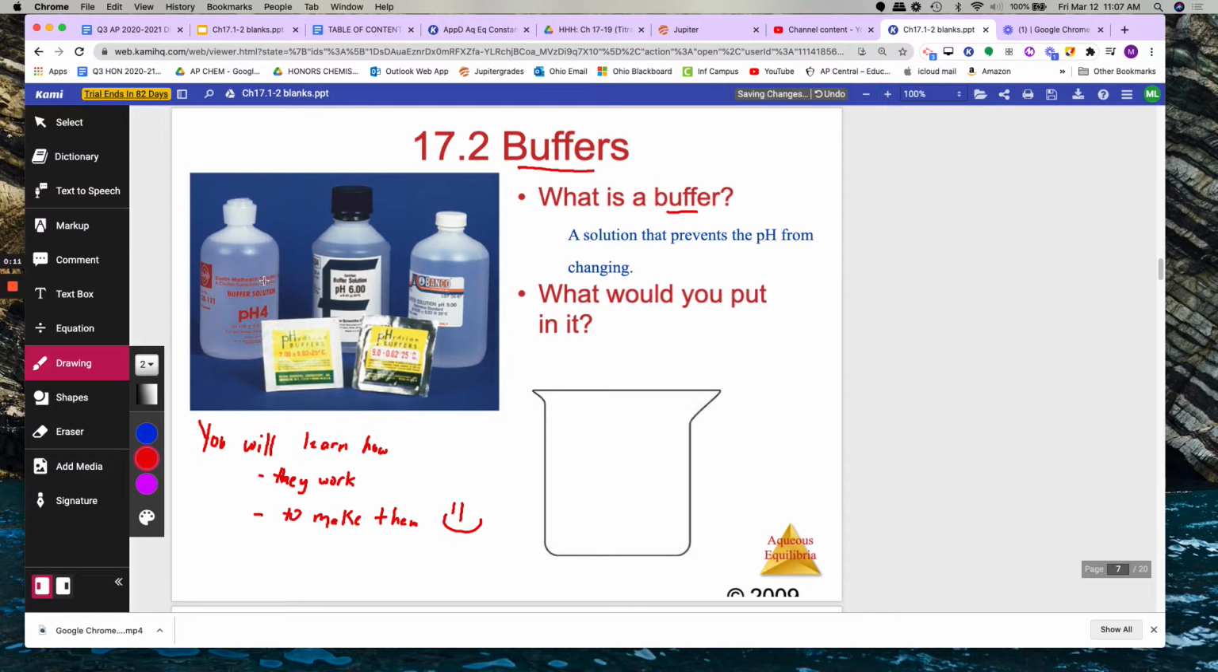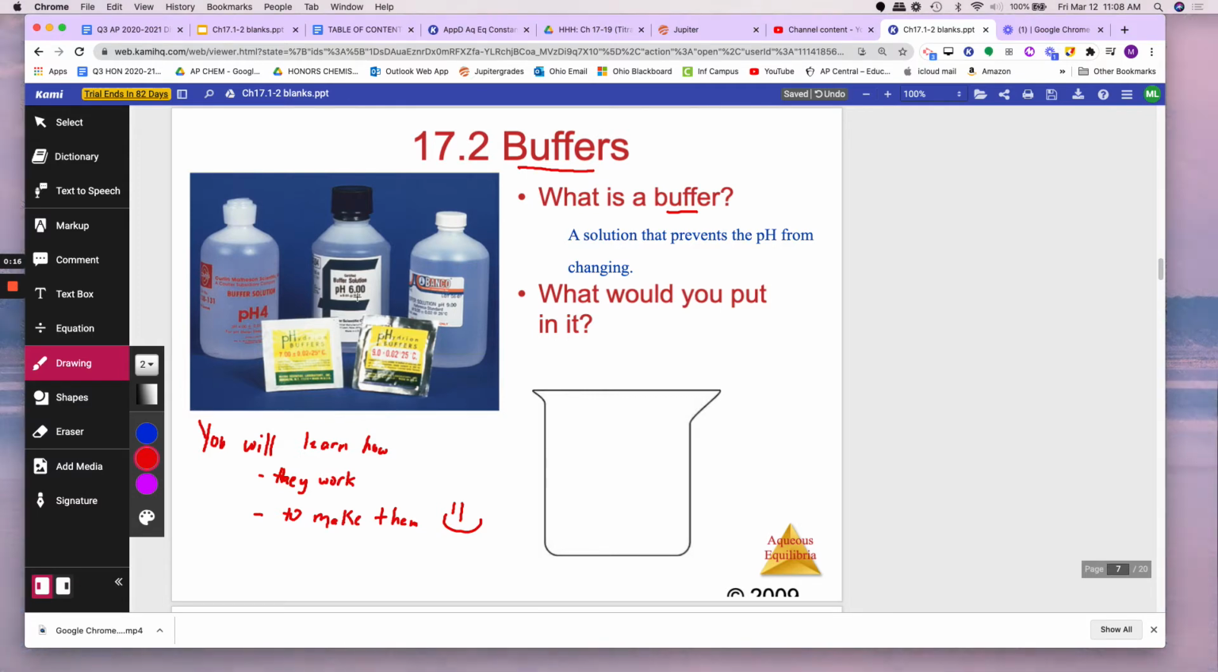So you have here different buffers. When you go to the lab, you will see that they're just solutions in water, and they have different pHs here, pH 4, 6, 9. So a buffer is a solution that prevents the pH from changing. If you have a beaker and the buffer is at pH 4, and you add acid to it, H+, the solution will stay at pH 4. That's what a buffer is.